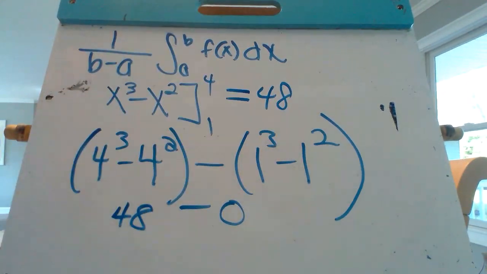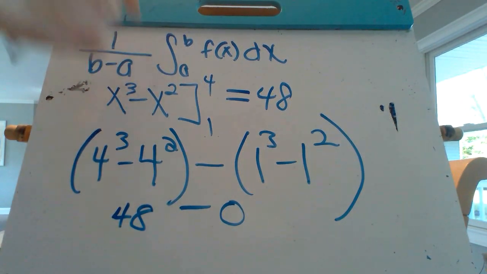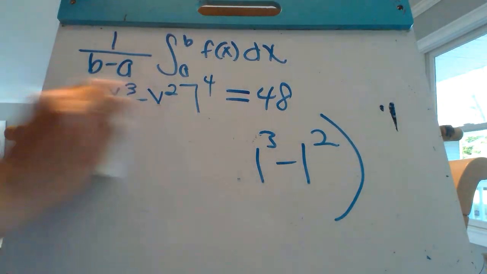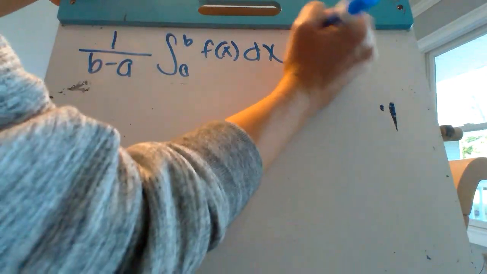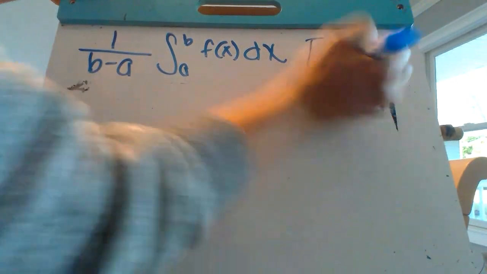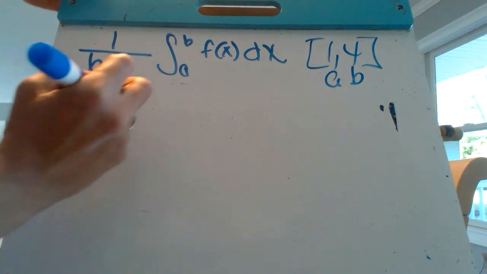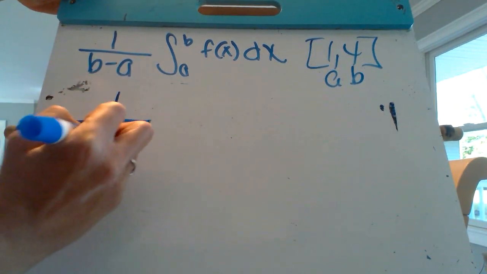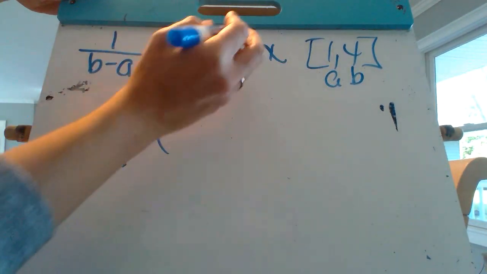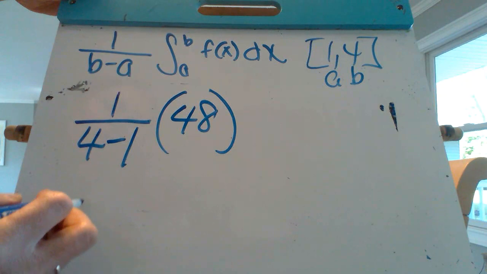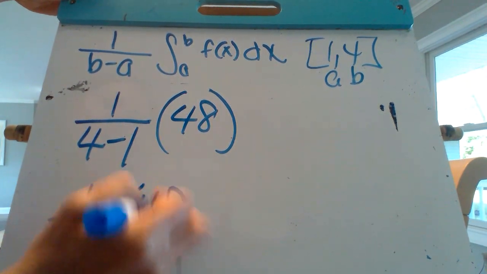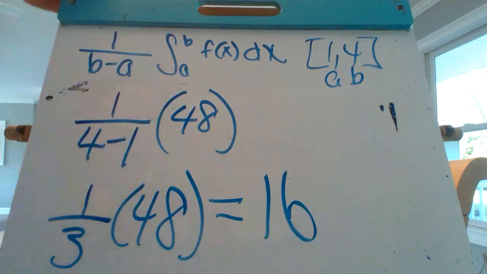Okay, so now if I want my average f of x value, I'm going to plug into this formula here. Remember that was 48. And my interval is 1 to 4. All right, so we have 1 over 4 minus 1 times the definite integral, which we got 48 for from before. So we have 1 over 3 times 48. So my average value is 16.